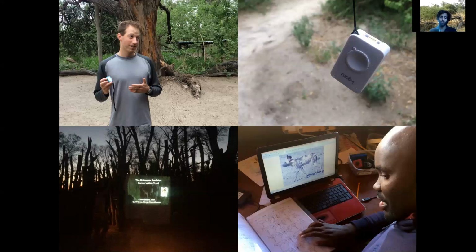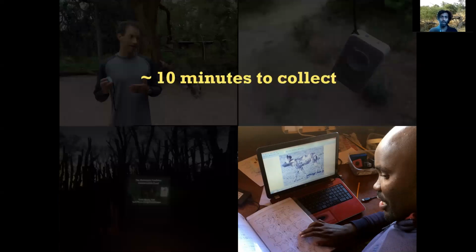So by cross-referencing the timestamps from the photos and the GPS data, we could see exactly how much driving it was taking to find these animals and where in the landscape they were finding them. And this whole data collection process took about 10 minutes. So every 3 days, we spent about 10 minutes to collect all of this data. And in terms of how much time it took to process that data, I'll talk about that a little bit later.